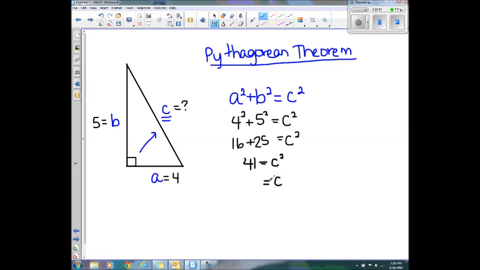The only way we've talked about for solving a quadratic equation is to set it equal to 0 and factor it. Most of these aren't going to factor, so we're going to throw the square root in there. If c squared is 41, then c has to be the square root of 41. Now we're going to leave it in radical form. We're not going to change it to a decimal for right now.